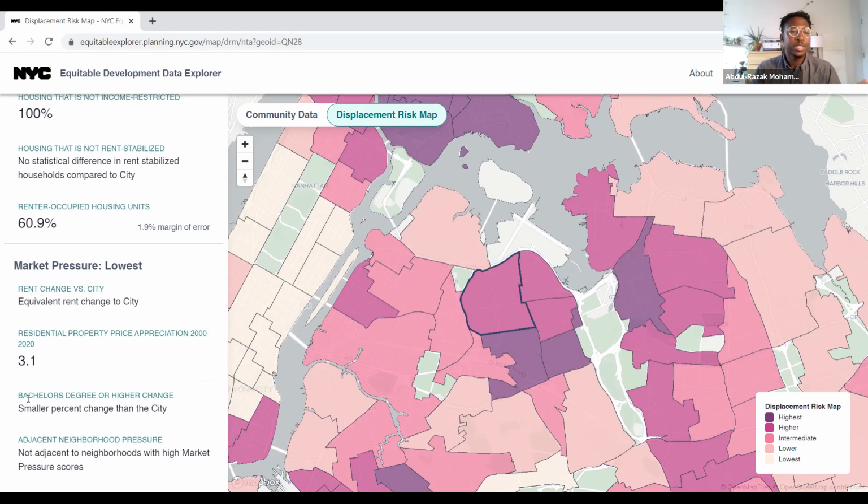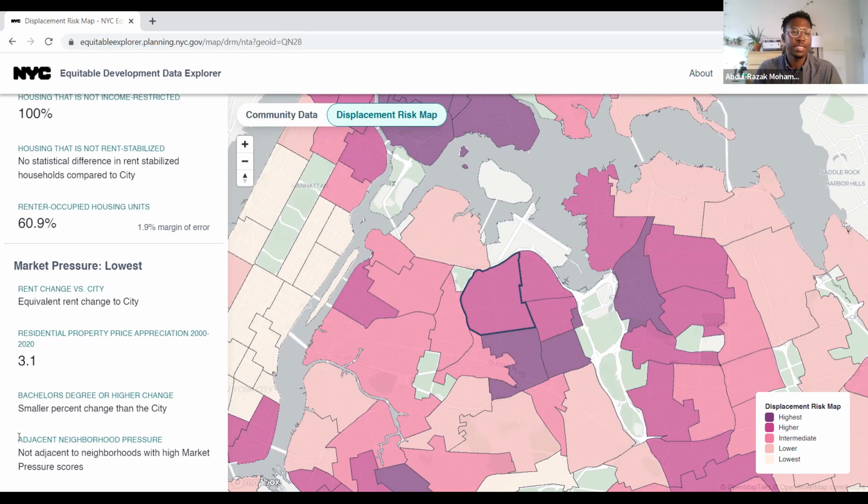And then we go on to seeing the bachelor degrees or higher income, which in this particular neighborhood is a smaller percentage change than the city. So there are people who have been moving in or out of the neighborhood with bachelor degrees or higher, but the percentage change of people who've been moving in is not as big as what is seen at the city level. Looking at bachelor degrees or higher educational attainment is really helpful because that also does determine a bit about the income levels and the different kinds of income status of people who are moving in or moving out of a neighborhood.